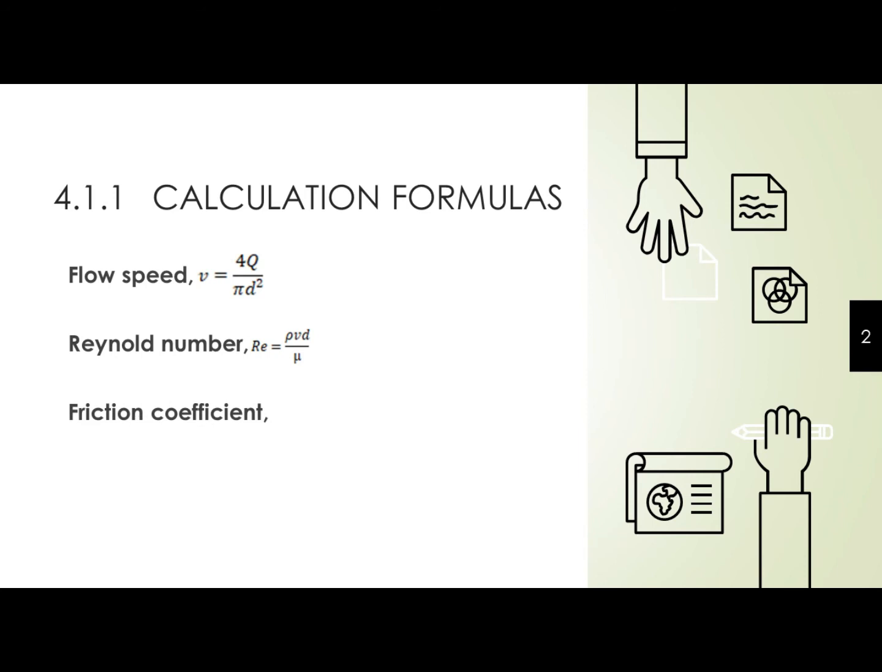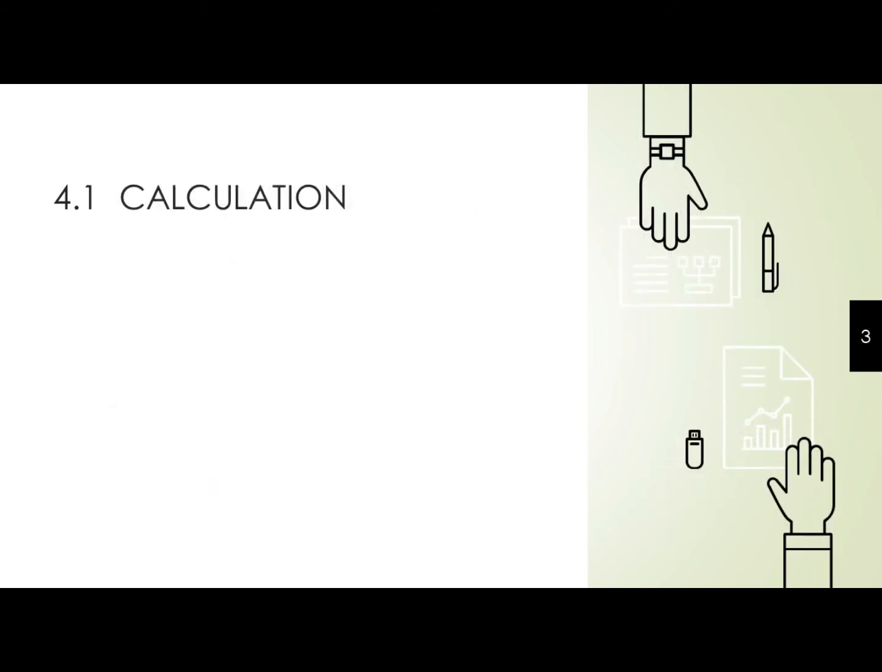And then from there, we can calculate the friction coefficient. For the calculated friction coefficient, we can use the Colebrook equation, which is this one. And for the measured friction coefficient, we can use the Darcy-Weisbach theory, which is this one. Next is the head loss. For the calculated head loss, we also use the formula from Darcy-Weisbach. Then we go to the sample calculations.